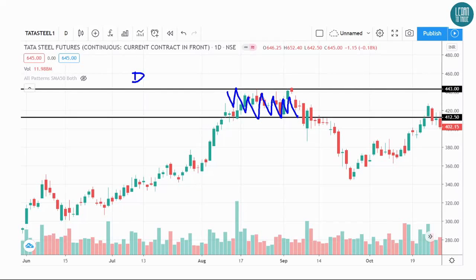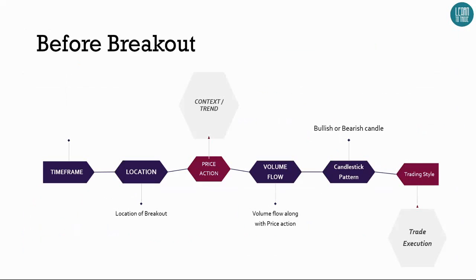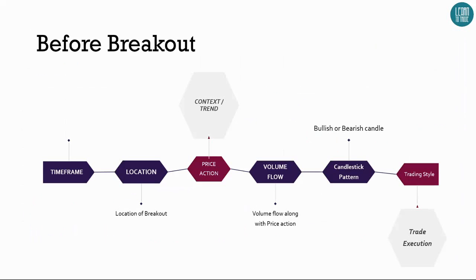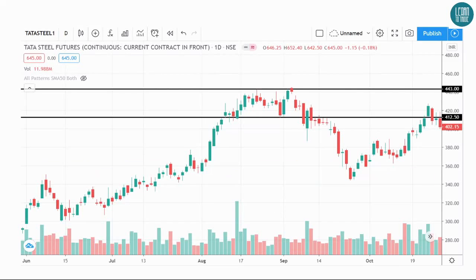Completely we are discussing before the breakout. There is a separate section where we will discuss what we need to look at during the breakout and after the breakout. So now let's focus on the before breakout part. Let me go back to the same flow chart. First, in this Tata Steel stock, we have confirmed the time frame, that is daily. Now we need to look at the location where this balanced auction is getting developed.